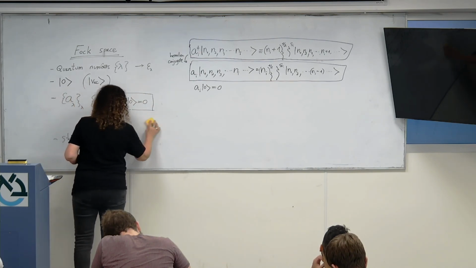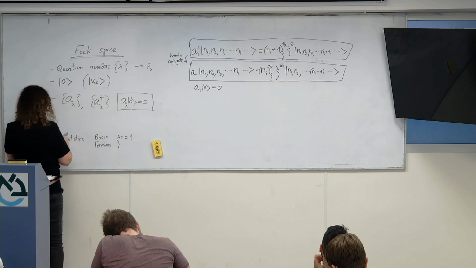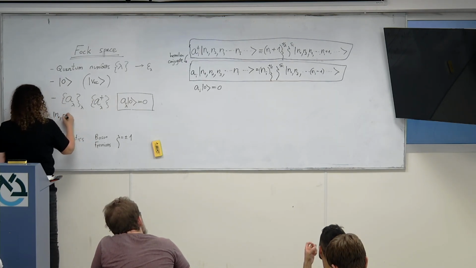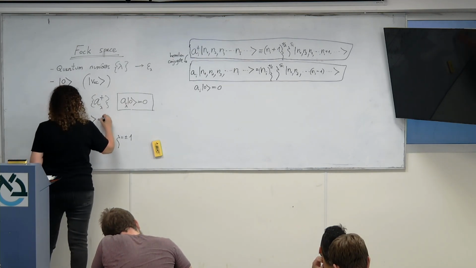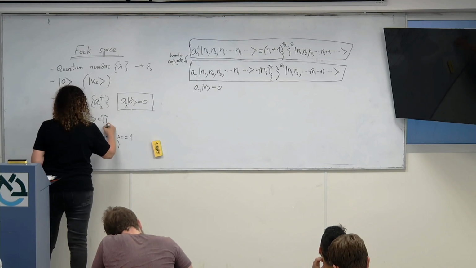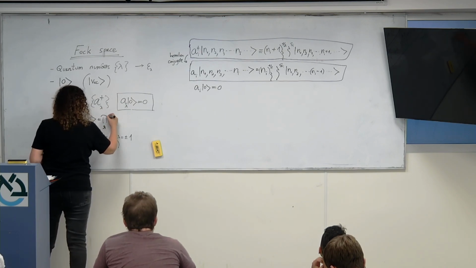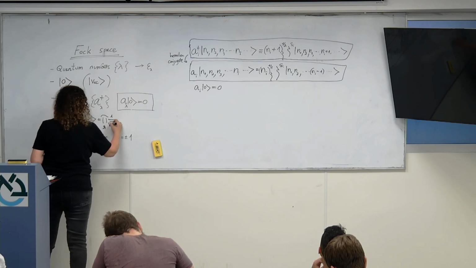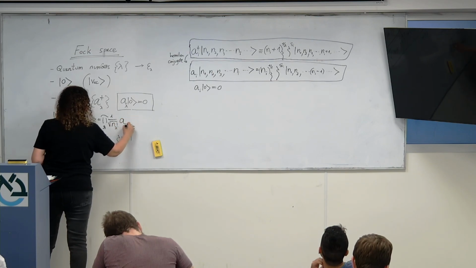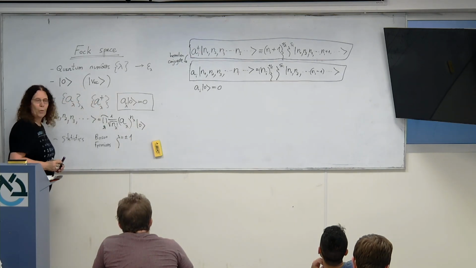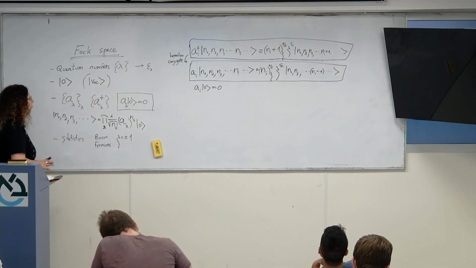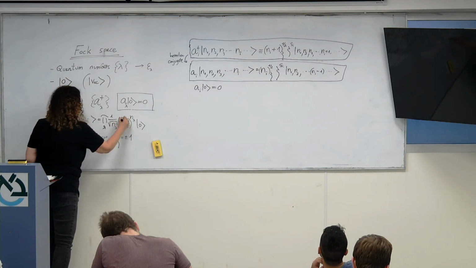There is an identity for the Fock state. The general Fock state can be expressed as a product over all i's, or all lambdas, if you want to use a general definition of the quantum number, of A lambda to the power n lambda acting on the vacuum.